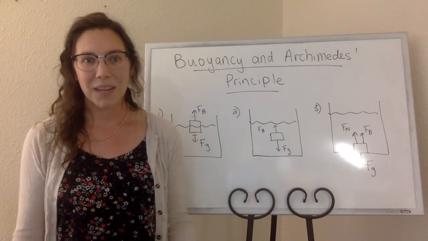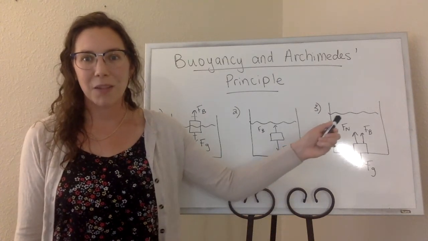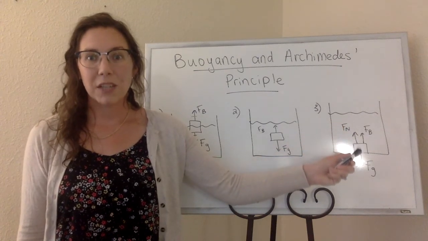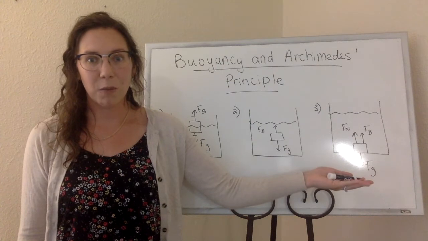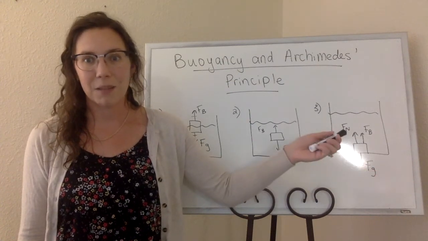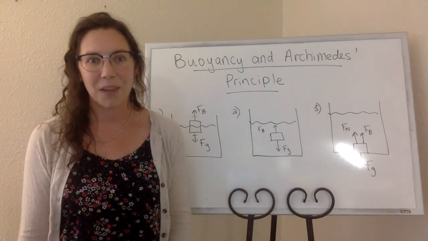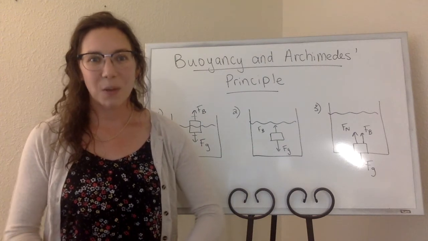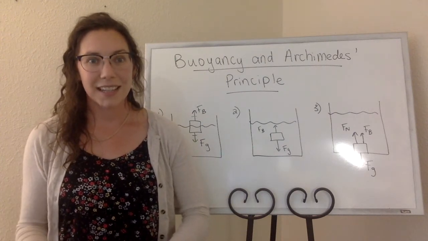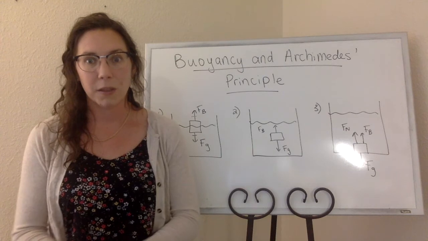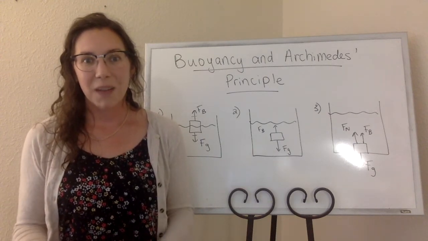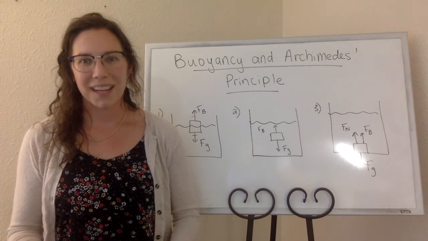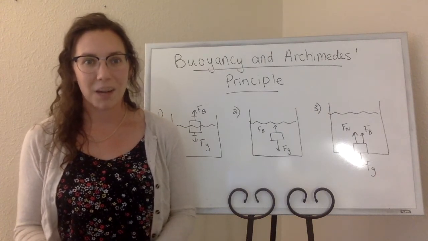The last observation is if we were to allow this object to fall so that it reaches the bottom surface of the fluid, and then we could measure the normal force. Maybe there's a scale that allows us to measure the normal force acting on the object. We would find that the normal force is less than it is in air, so less than if we were to just place that object on a scale or on a surface in air. So that means as well that there must be an upward buoyant force acting on the object.